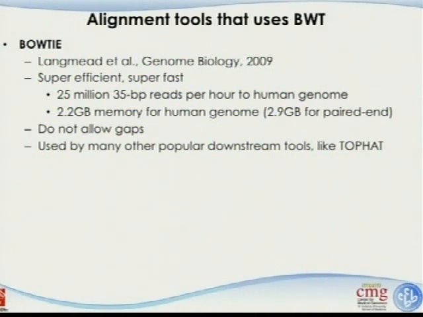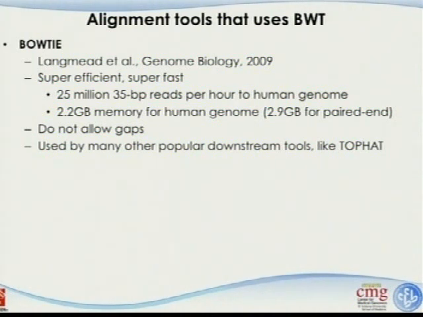If you align 25 million 35 base pair reads per hour to the human genome, that's the speed they can get. And what you need is only 2.2 gig of memory for the human genome and less than 3 gig of memory for paired-end reads. So your laptop can do it. Right? So it's really a fantastic algorithm that a lot of people are using.